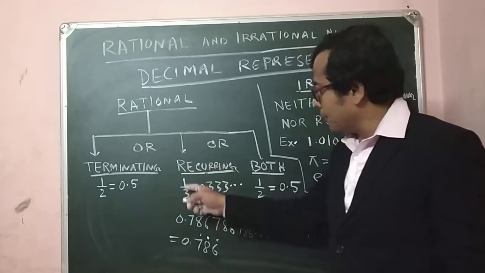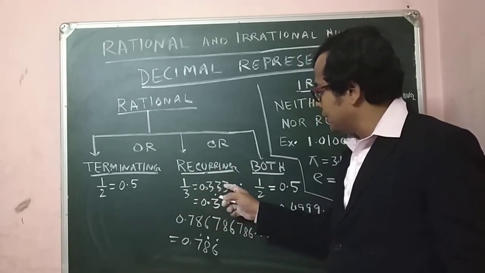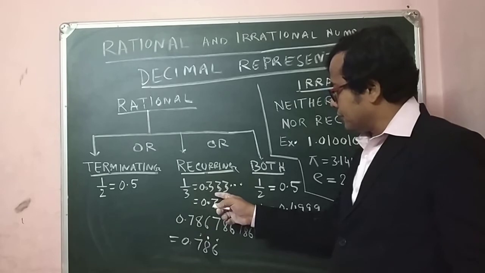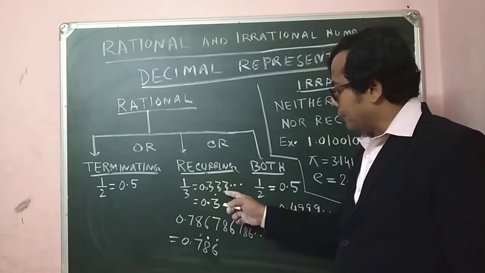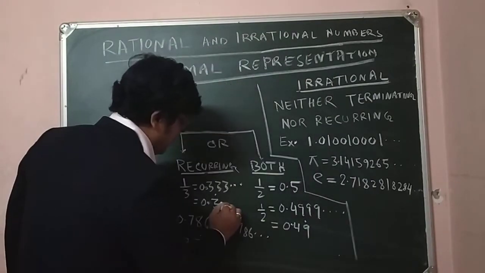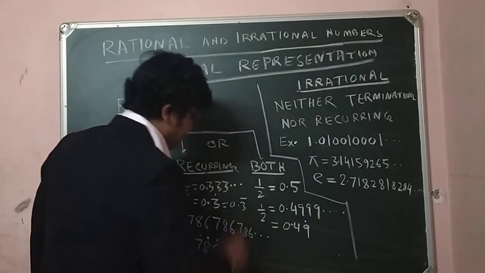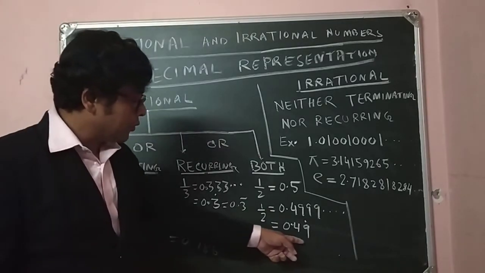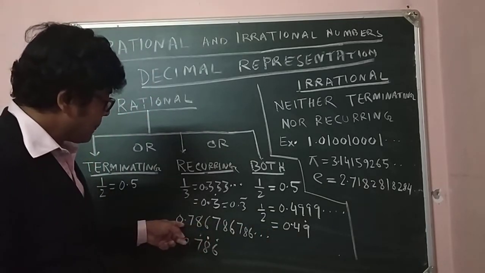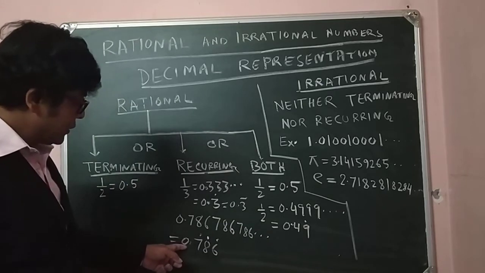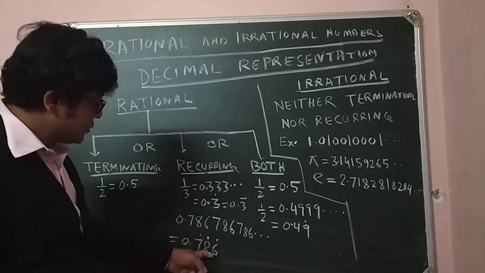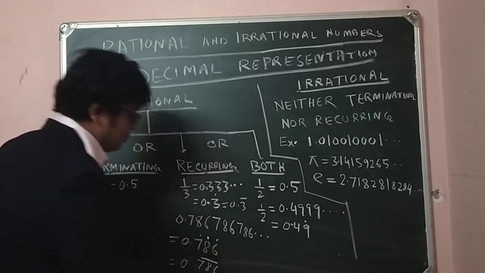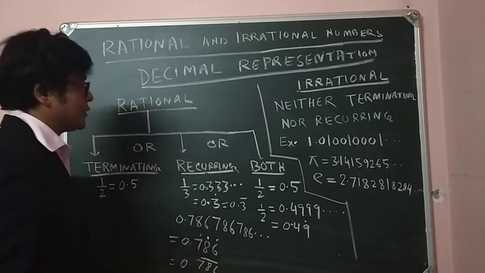What is recurring? 1 by 3 is equal to 0.33333 and so on. We write this mathematically as 0.3 recurring by this dot, or sometimes by giving a bar. In some authors, you just say this is 0.3 bar. Or another recurring number, suppose 0.786, 786, 786 and so on. We give this decimal number by this representation: 0.7 dot, 8 dot, 6 dot, or sometimes we write this as 0.786 bar. Some authors use this notation.